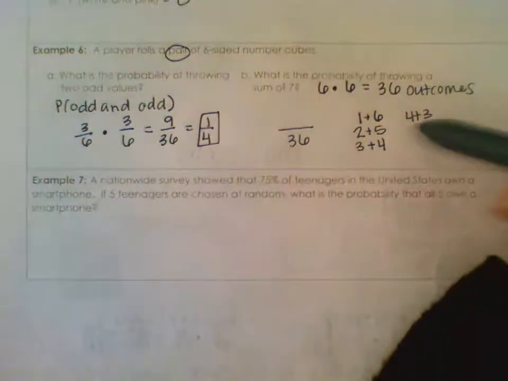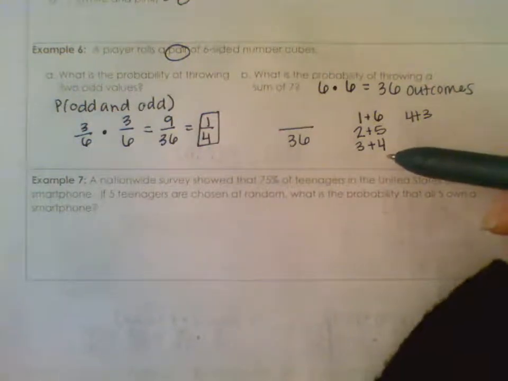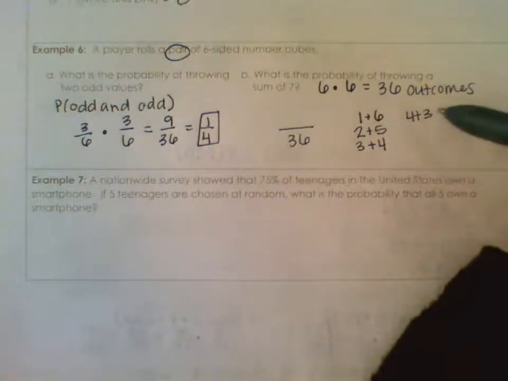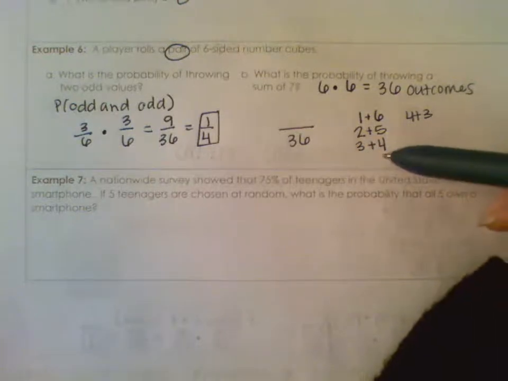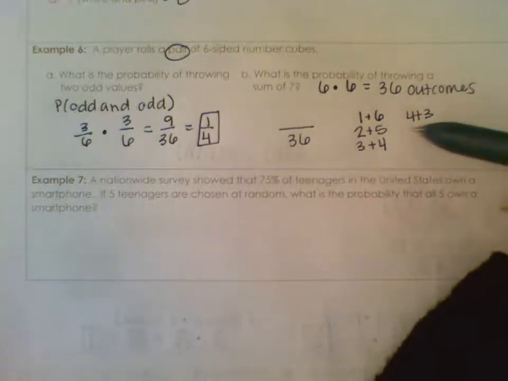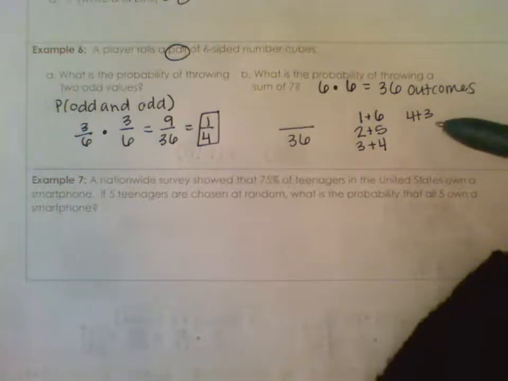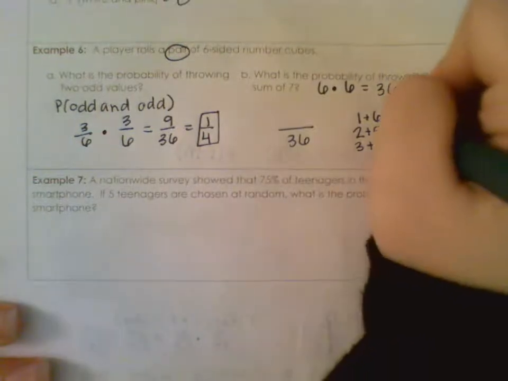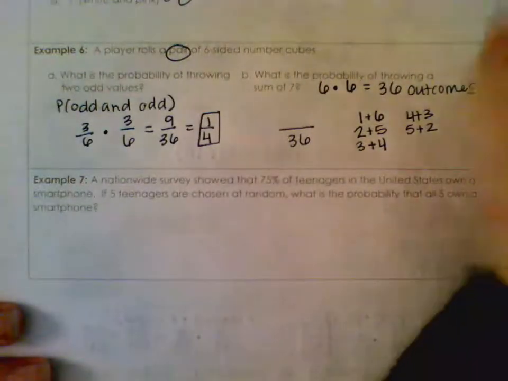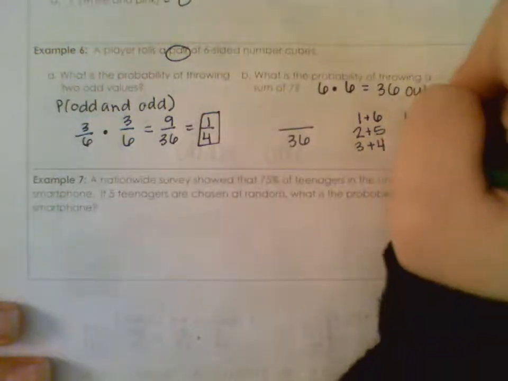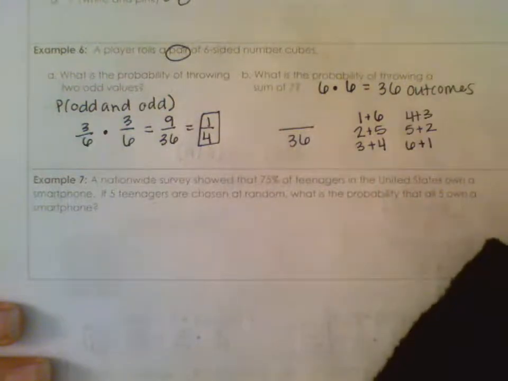Now that is different than 3 plus 4. Even though these are the same 2 numbers, they are technically 2 separate events. The first dice here is a 3, the second one is a 4. That is different than the first number being a 4 and then the second number being a 3. So same thing, 5 plus 2 is different than 2 plus 5, so we are going to count it. And then finally we have 6 plus 1, that also counts.